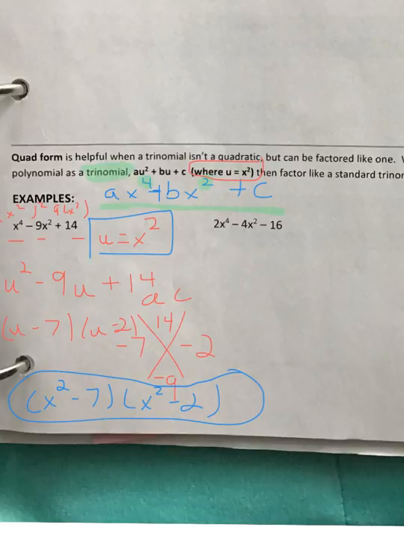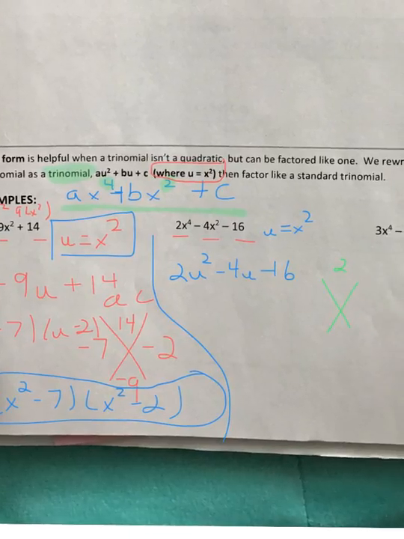So again, we're going to notice I have 3 terms, a fourth power, second power, nothing. So I'm going to say u is x squared, and I'm going to change this to 2u squared minus 4u minus 16. So now I can do the x. 2 times a negative 16 is negative 32, and we want that to add to a negative 4.